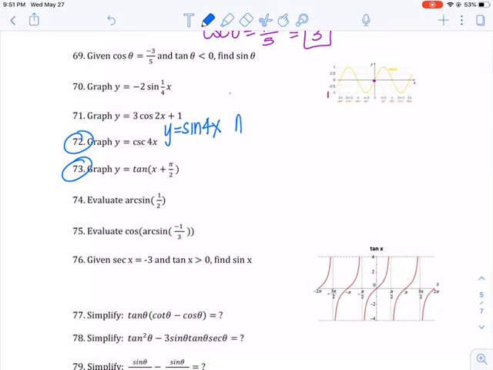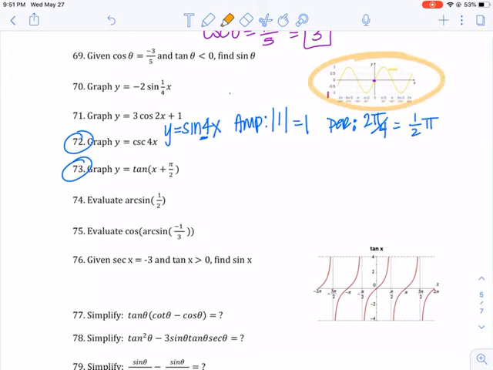The amplitude is going to be 1, our absolute value of the number in front of the sine, which is nothing, so just 1. Then your period is going to be 2 pi divided by anything in front of the x. So in this case, there's a 4 there. So our period is going to be 1/2 pi. Okay, and then up here, there's your base graph for sine.